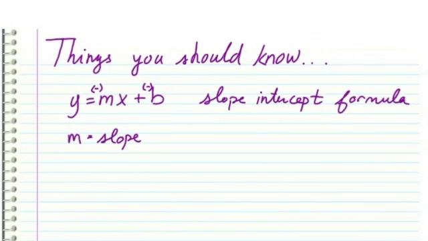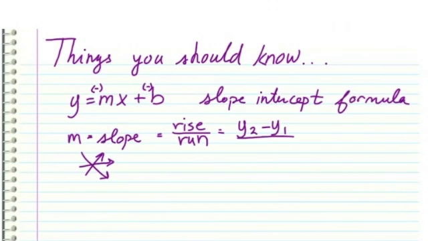M, being the slope, determines the angle of trajectory of my line. So it tells me if my line goes in this direction, or if it goes in this direction, or if it goes in this direction, right? It can go in multiple different directions, and my slope tells me that. The way it tells me that is by representing the vertical change in the line over the horizontal change in the line, or rise over run.